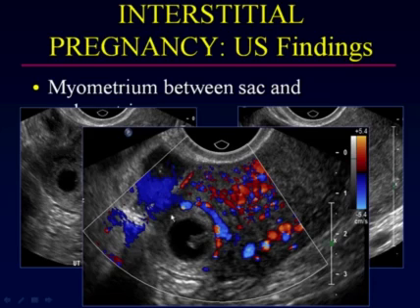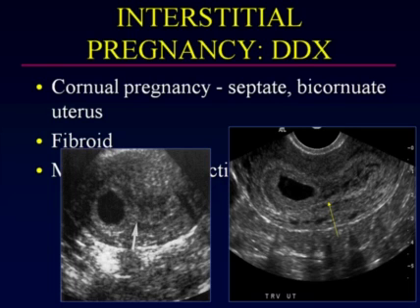Sometimes color flow imaging can be helpful because you can see blood vessels directly feeding the gestational sac arising from the myometrial tissue, again confirming that this is within the myometrium and not just adjacent to the uterus. There is a differential diagnosis, and that would include a cornual pregnancy.